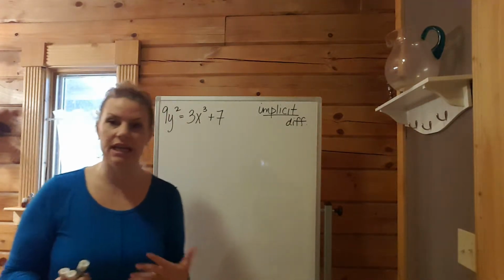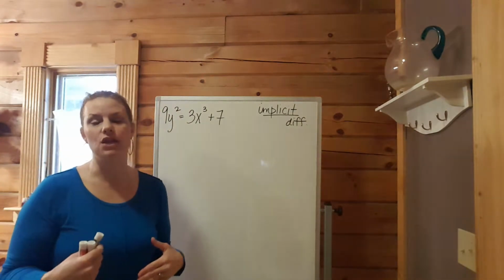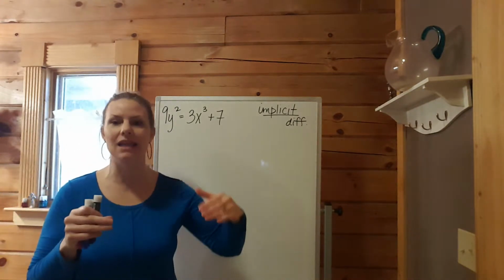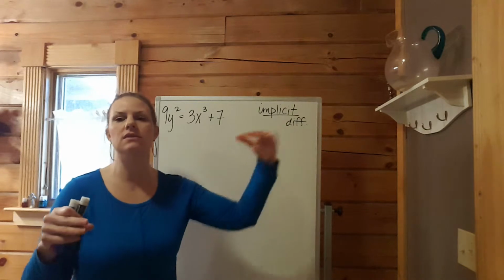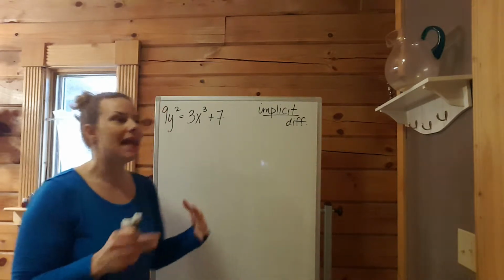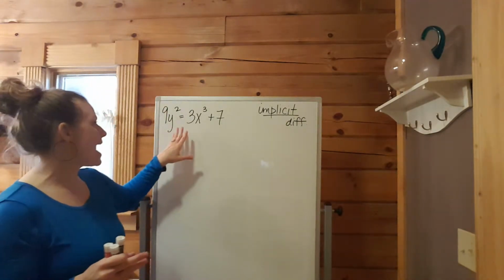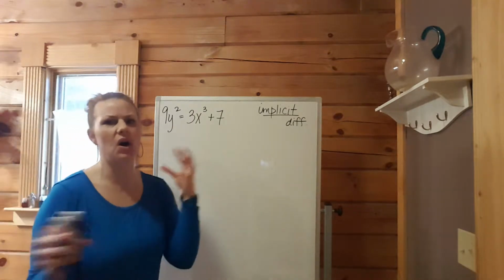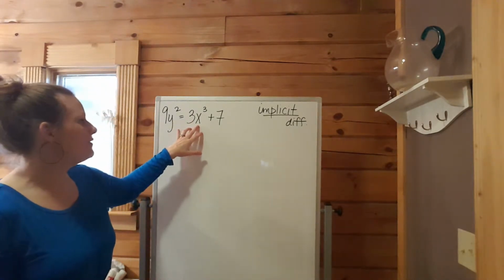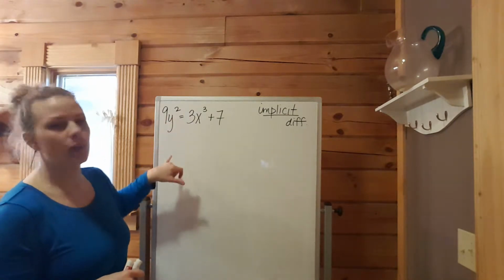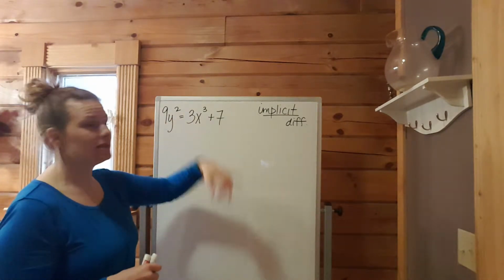Now the difference here is up until this point, you've always had f of x equals something, some kind of big mess, or y equals some kind of big mess. Now your equations are going to have y's and x's all mingled together. So the first example I've given you, I have 9y squared equals 3x cubed plus 7.